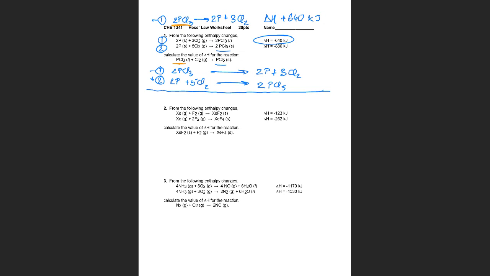Now in math, if something appears on both sides of the equal sign, then you can cancel it. Those phosphoruses appeared on both sides of the equal sign. What else can cancel?